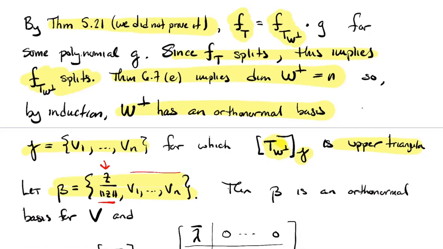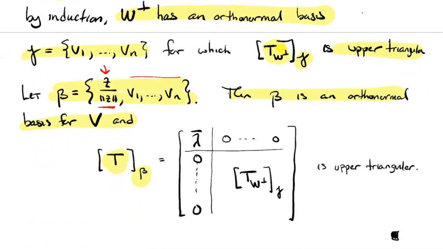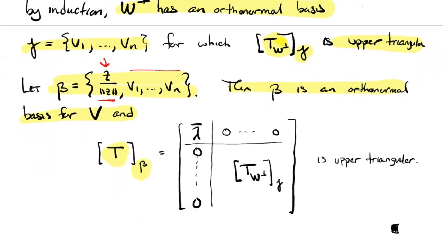So it takes a little bit of thought, but beta here is an orthonormal basis for V. And if we think about what the matrix of T in that beta basis is, well, when you take T of the first basis vector, T of Z over |Z|, Z was an eigenvector for T star with eigenvalue lambda. So our work in the lemma shows that Z is an eigenvector for T with eigenvalue lambda bar. So you're going to get lambda bar plus none of the other V's.